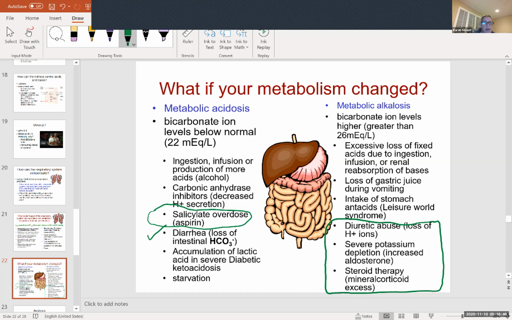So if a tissue bed is becoming hypoxic, then it can't participate in aerobic respiration. Then it would be participating in anaerobic metabolism. And that's where you get the lactic acid. Lactic acid is a byproduct of anaerobic metabolism. So this is metabolic acidosis.